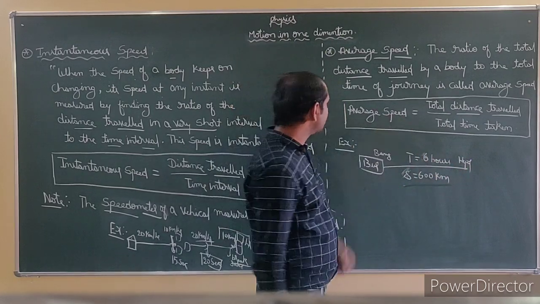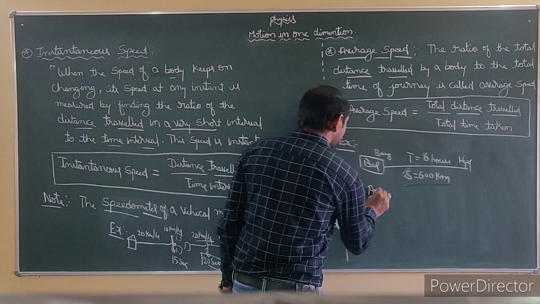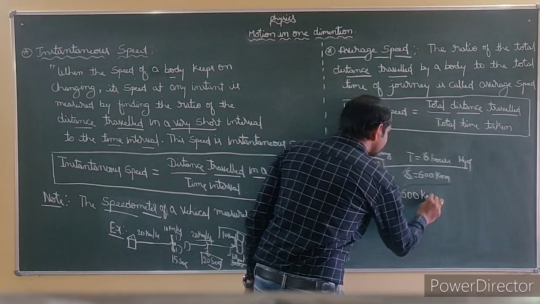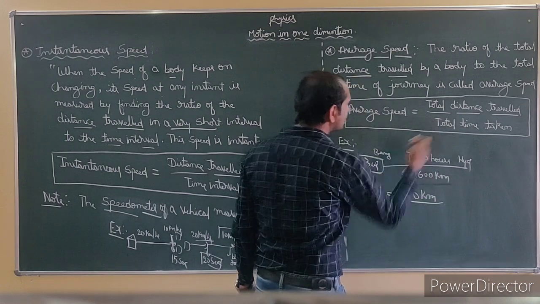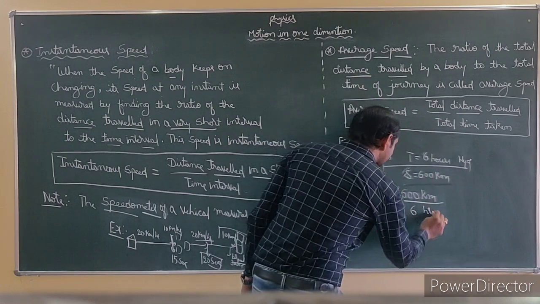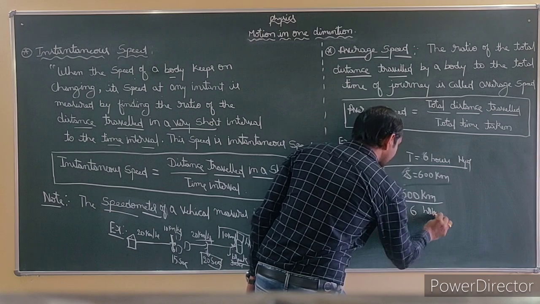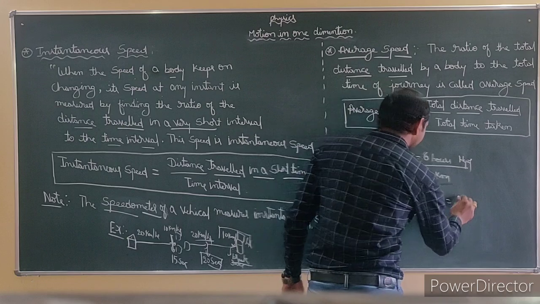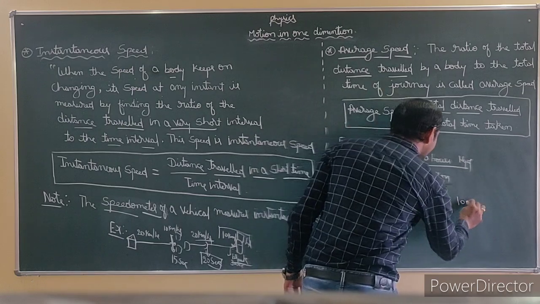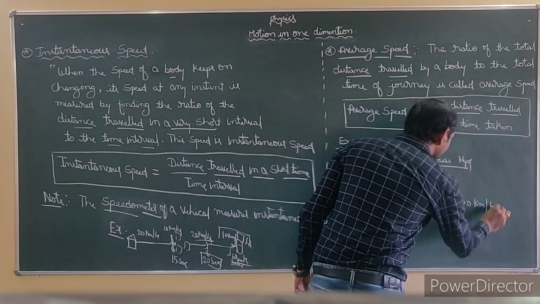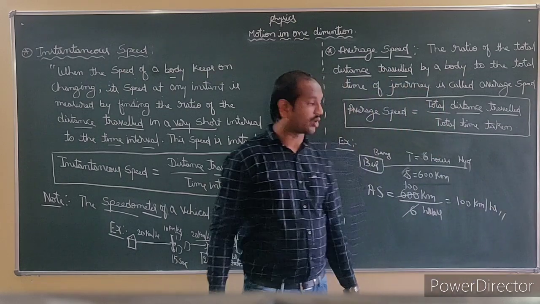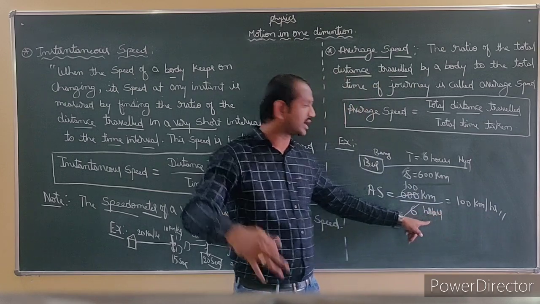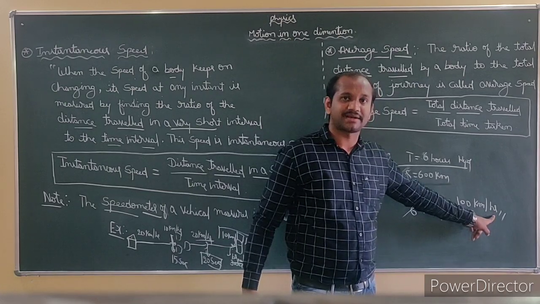What is the average speed? Average speed is nothing but the total distance traveled divided by the total time. How much is the total distance? It is 600 km. What is the total time taken? It is 6 hours. So this average speed is 100 km per hour. Understood? In which average speed had it moved from Bangalore to Hyderabad? It's 100 km per hour.